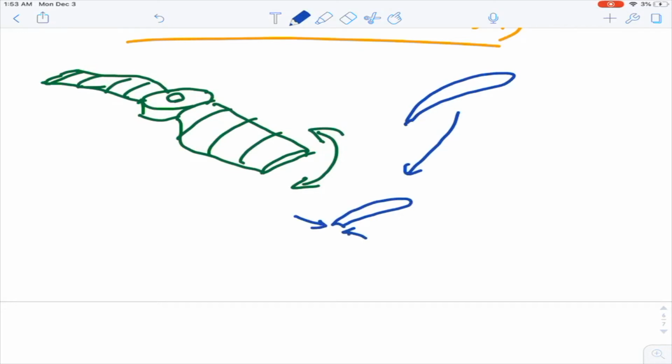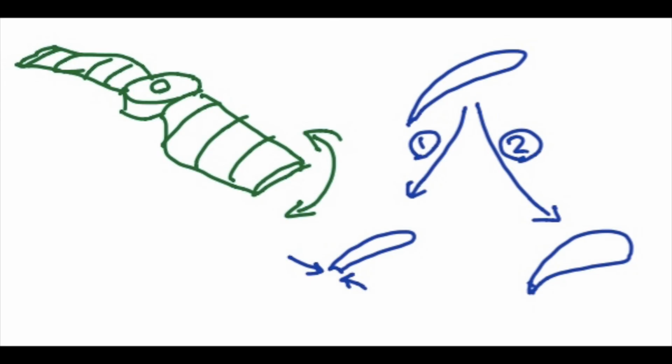Ways to fix this issue would have been to use truncated airfoils, which would have allowed us to avoid the chipping at the trailing edge. And another way to increase the stiffness of the airfoil would have been to use thicker airfoils.